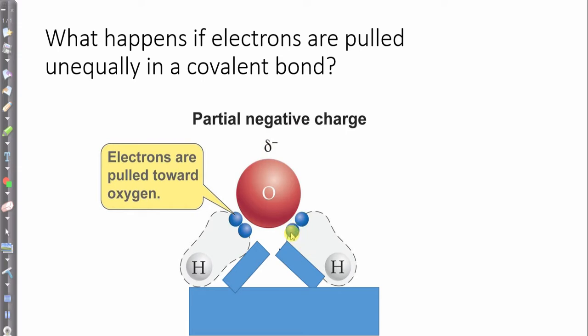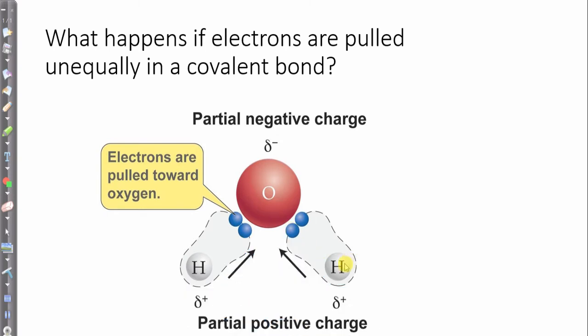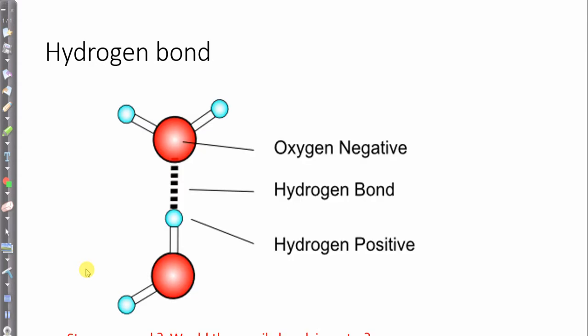If I pull electrons away from something, what is the resulting charge of hydrogen? If you pull electrons towards something, it becomes a little bit negative. If you pull electrons away from something, hydrogen becomes slightly positive. Okay, why does that matter? The last type of bond, the hydrogen bond, is a result of polar covalent bonds.